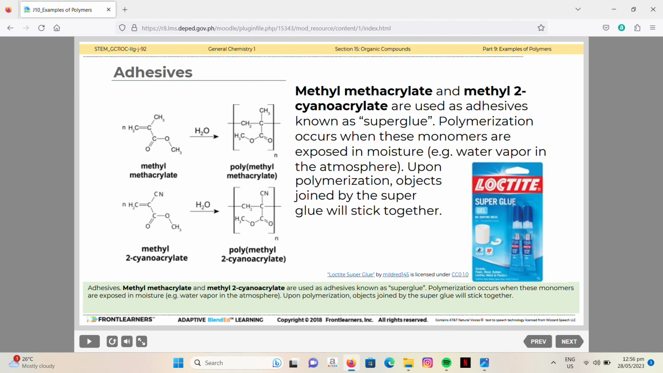Adhesives. Methyl methacrylate and methyl 2-cyanoacrylate are used as adhesive known as superglue. Polymerization occurs when these monomers are exposed to moisture, for example, water vapor in the atmosphere. Upon polymerization, objects joined by the superglue will stick together.